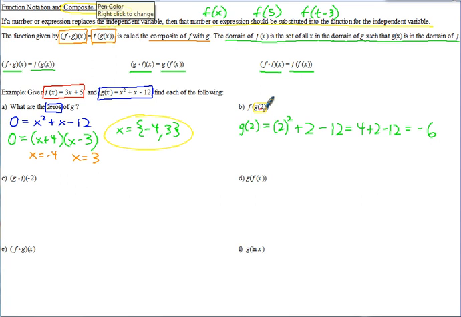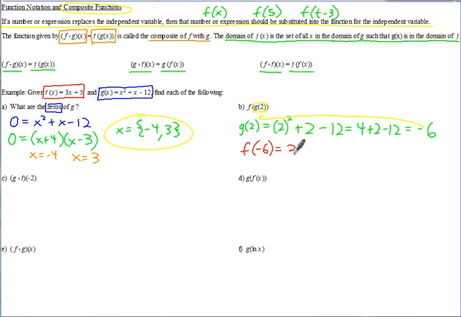So now we can replace this g of 2 with negative 6, because we just figured out that's what it equals. So then we'd have f of g of 2 we just figured out is negative 6. This goes back and replaces. So f of negative 6 now means we use the function f of x here, where there's an x, we replace it with negative 6.